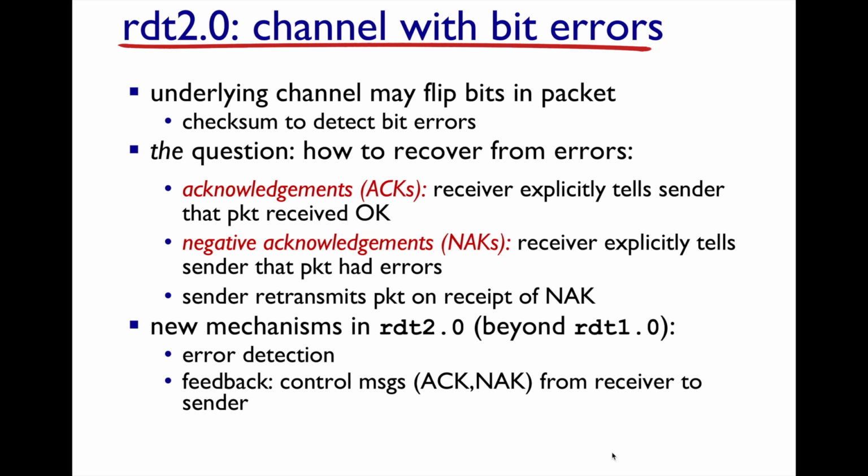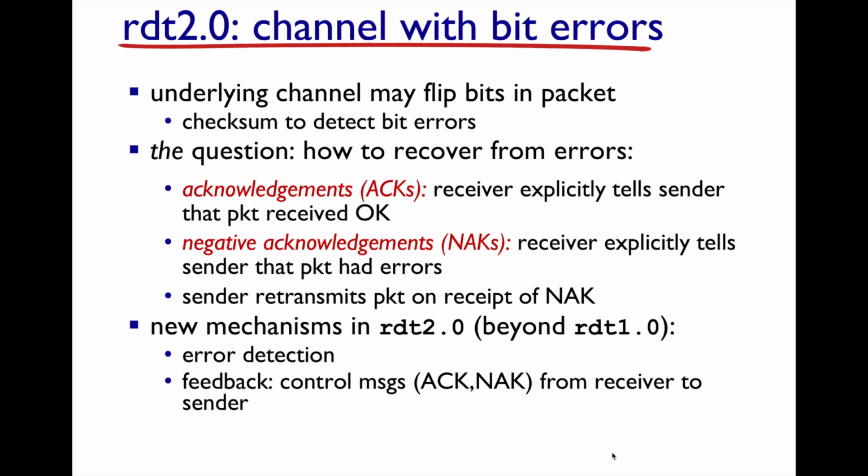And this acknowledgement is going to be sent by the receiver back in the reverse path. So this is something the receiver does: it sends special packets back to the sender. And there are two types of these special packets. One is called an acknowledgement, an ACK, and one is called a negative acknowledgement, a NAK. When the receiver sends an ACK, it encodes that the receiver has successfully received the message.